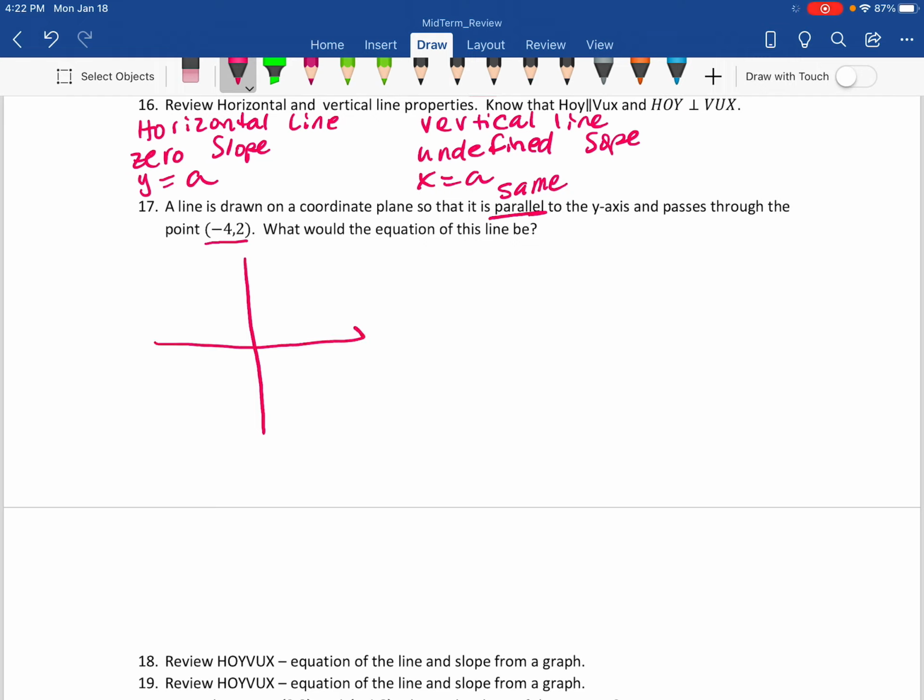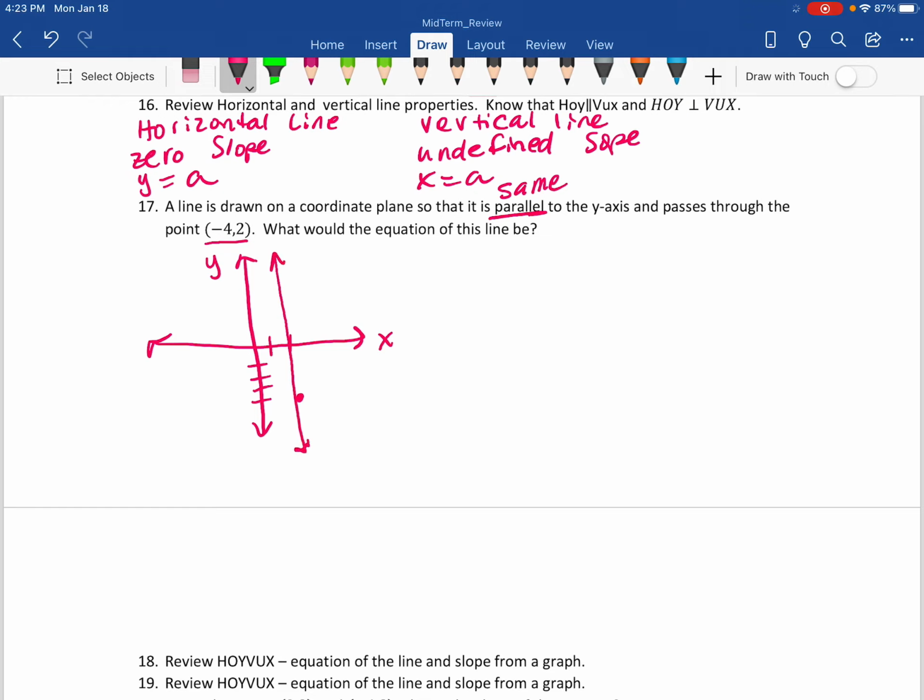So if I draw my graph, this is the y-axis and this is the x-axis. And the coordinate point 2, so this is 1, this is 2, and -4, 1, 2, 3, 4. So -4, that's going to have to be down here. Now we need to remember, if it's parallel to the y-axis, that means it's going to be a vertical line. And it needs to go through this point there.